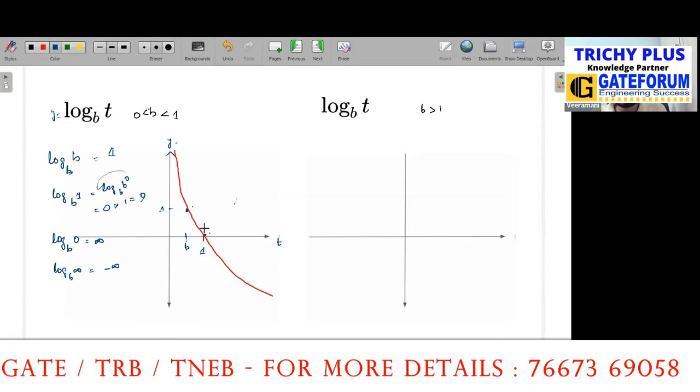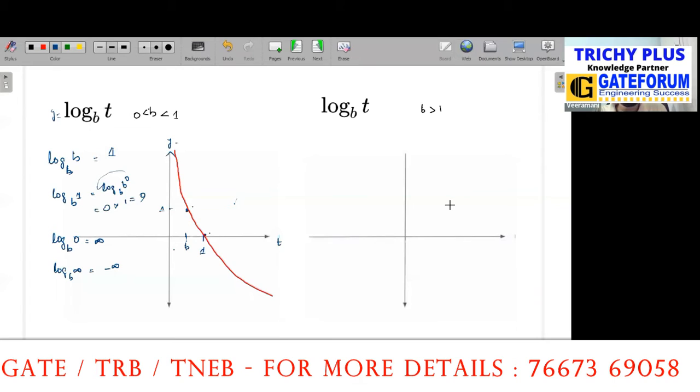When t is equal to 1, it's going to be 0. So the curve is going something like this. From this curve, I am asking, what is log base b of 0? When t is equal to 0, what is the value of log base b t? So it is going to infinity, right? Similarly, when t goes to infinity, you will see that the log curve is approaching minus infinity. This is what I just mean to say.